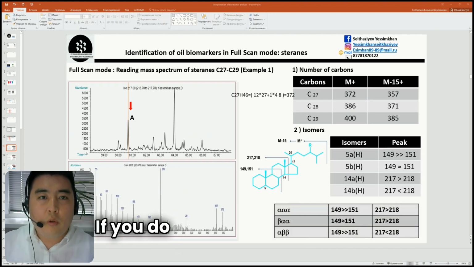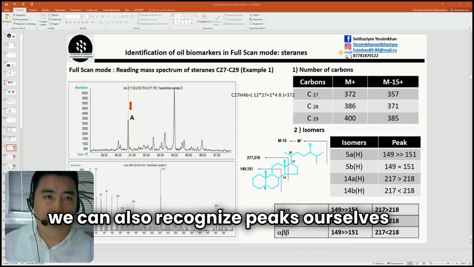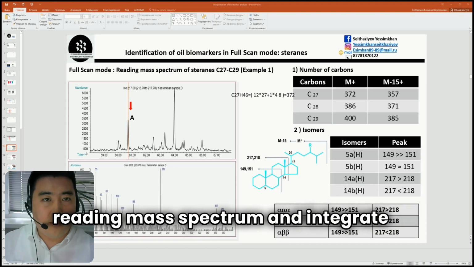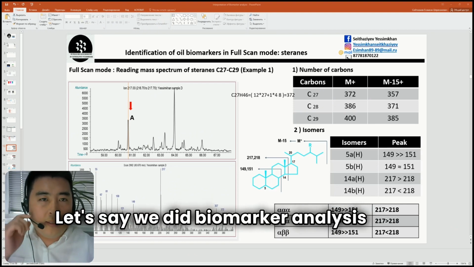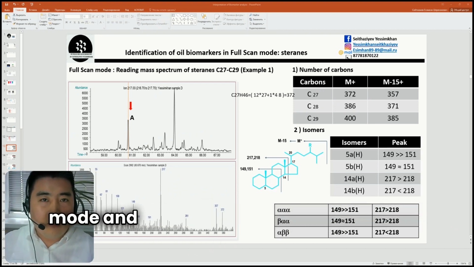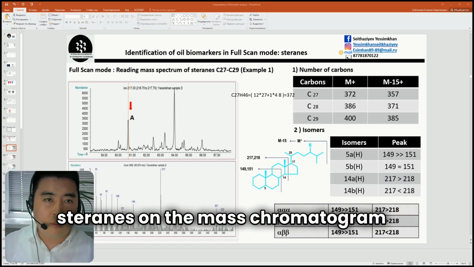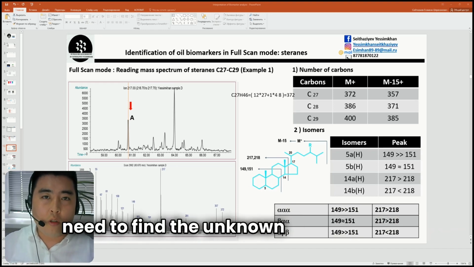If you do not have a library, then we can also recognize peaks ourselves just by reading mass spectrum and integrate the peaks. Let's say we did biomarker analysis in full scan mode, and we got the following distribution of steranes on the mass chromatogram at ion 217, where we need to identify the unknown component A.